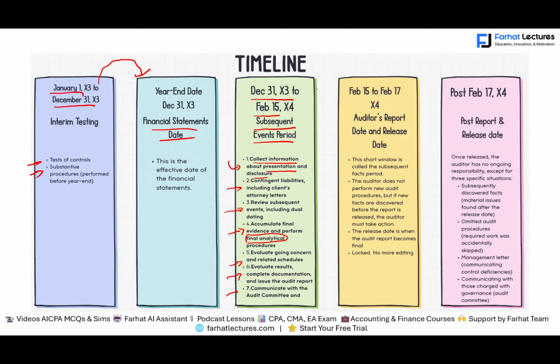Then maybe a day or two later, we will issue the report, maybe February 17th. This is called the audit report release date. Then after February 17th, it will be the post report release date, and this is what we are responsible for after that. In this session, we'll focus specifically on presentation and disclosure. Let's go ahead and get started.